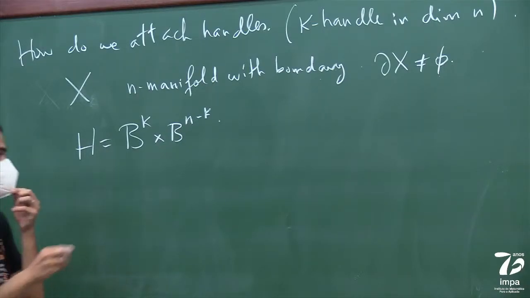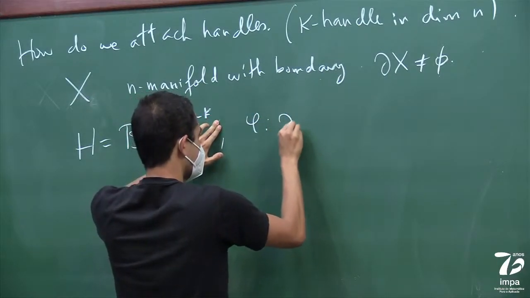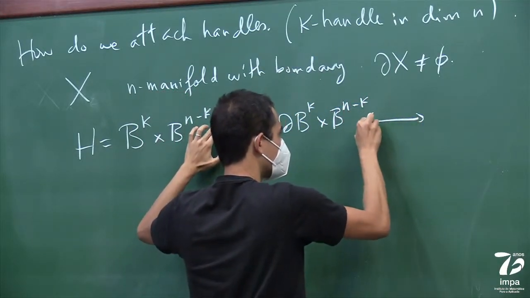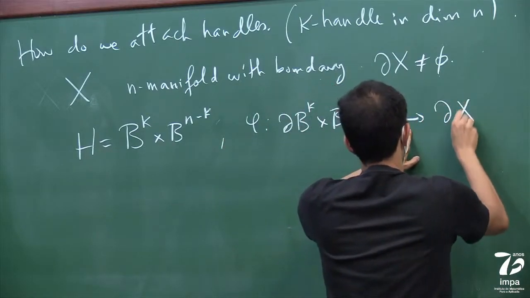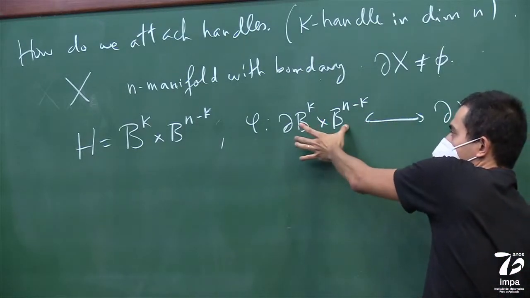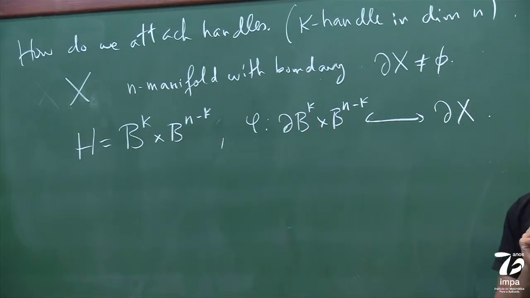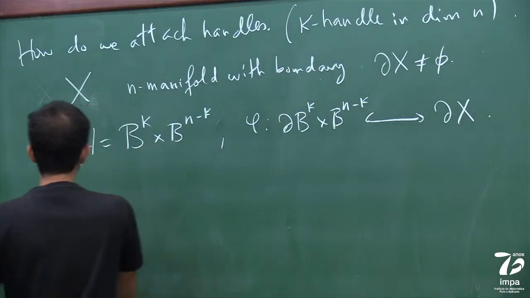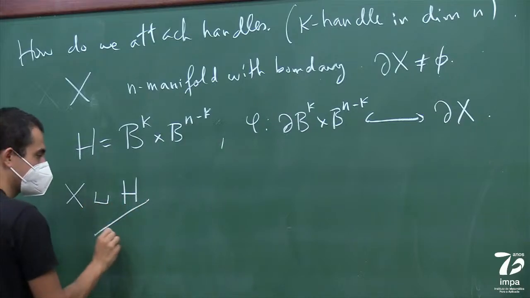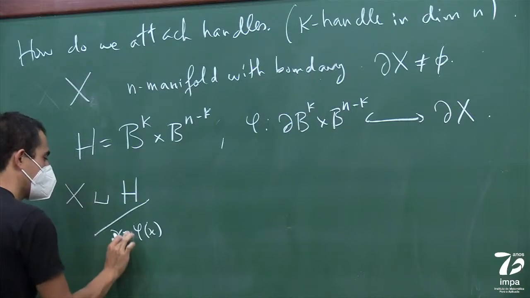And how do you glue a k-handle? You have to find a map that goes from the boundary of B^k times B^{n-k} into, it's actually an embedding, into the boundary of X. So there's something in here that's diffeomorphic to this. That means you find a smooth embedding of this into here. Okay? And then you take your X, disjoint union with H, and you collapse by the map that identifies it with its image.